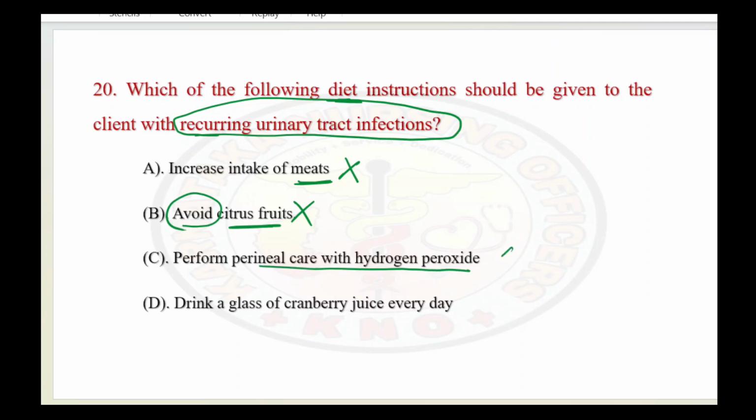Hydrogen peroxide is used only for severe infections, but here again we are not going to do such activities. Drink a glass of cranberry juice every day. Cranberry juice, vitamin C. Giving vitamin C will reduce the symptoms in recurrent UTI. So the right answer here is option D.